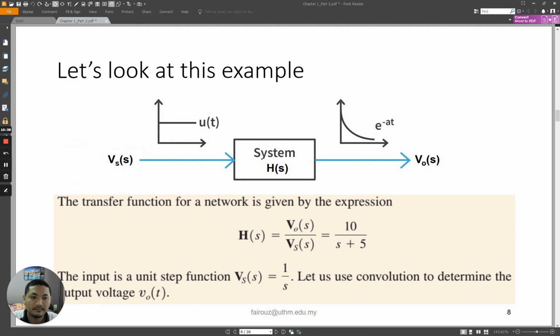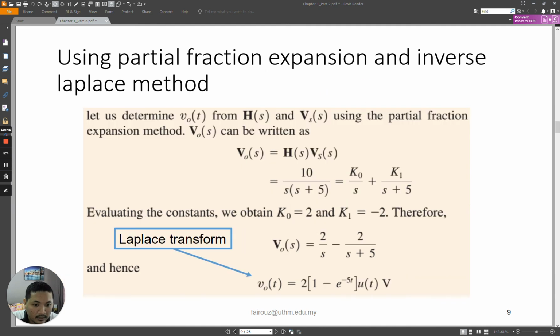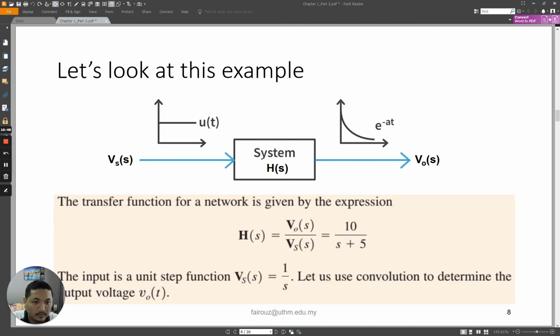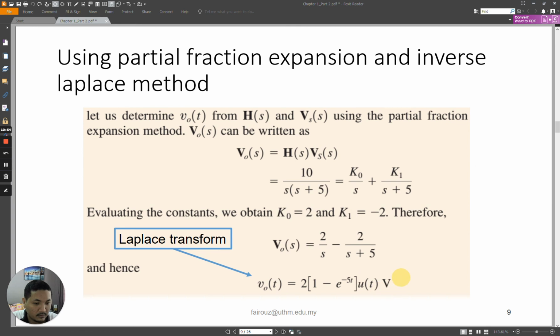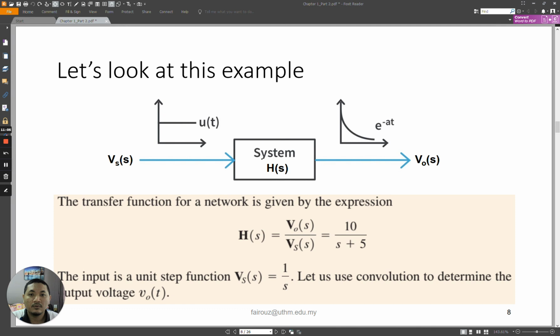Of course, this figure is taken from a different example, so this is not the output. This is exponential negative at, so these are different signals. So that is one example of the convolution integral.